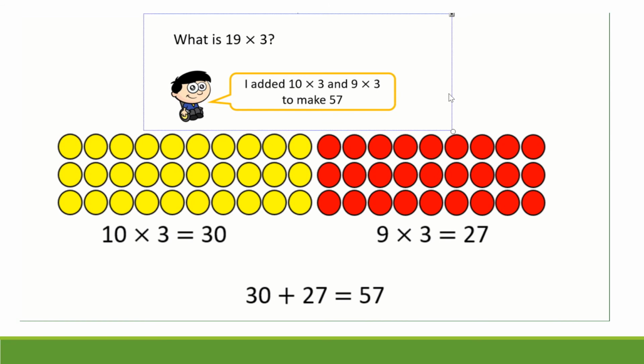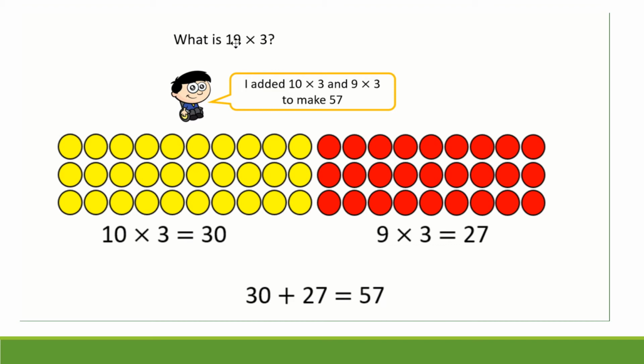Teddy is very clever with his 3 times tables because he says he knows he can find the answer to 19 times 3 by adding 10 times 3 and 9 times 3, because he knows that 10 times 3 equals 30 and he knows that 9 times 3 equals 27. And when you add 30 and 27 together, you make the total of 57.